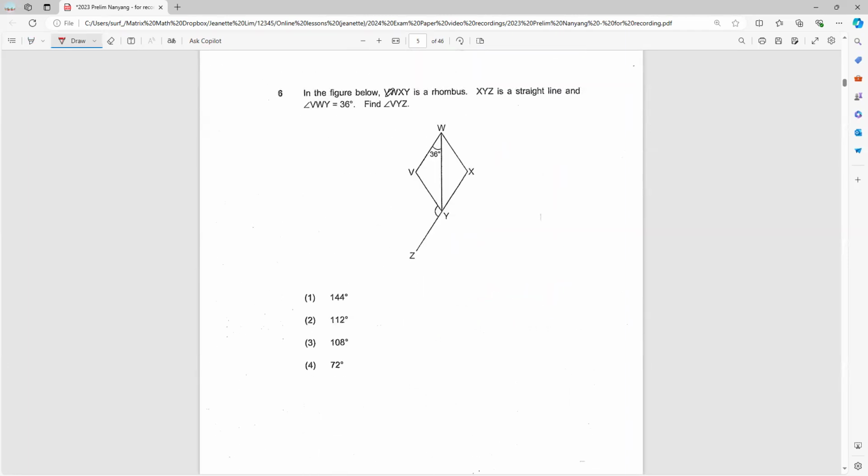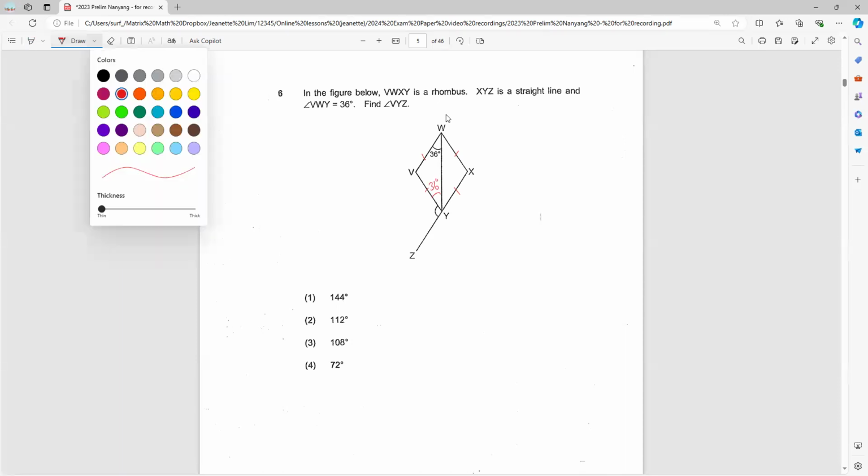Question 6, we have a rhombus, VWXY. Then you have a straight line, you have 36 degrees. Find VYZ, the angle marked out over here. Now, for a rhombus, you have equal lines, you have parallel lines, right? So this equal, which means that you have isosceles, this is 36.